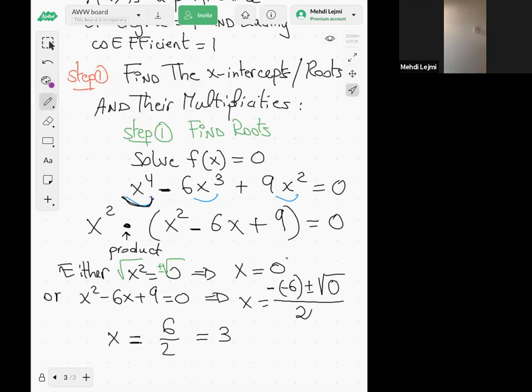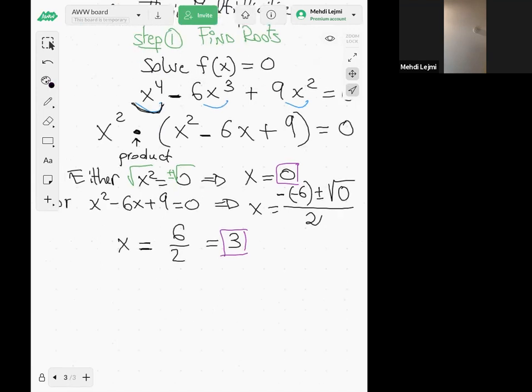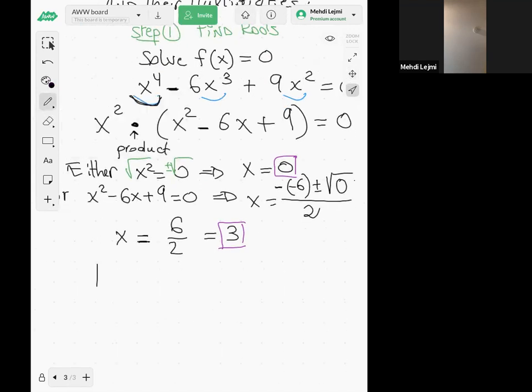So first I got 0 and I got 3. We have two roots: x equal to 0 and x equal to 3, right? Now, that's the roots. What about their multiplicities? So step 2, we have to find the multiplicities.